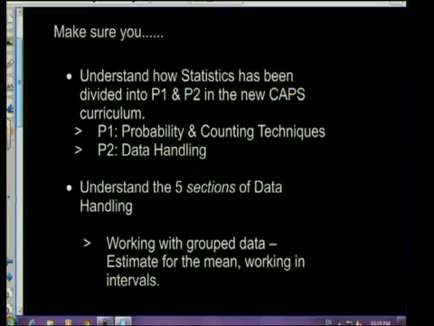Okay, so here's just a bit of a checklist. Remember that statistics has been divided up in the new CAPS curriculum into paper 1 and paper 2. Paper 1 contains probability and counting techniques. Paper 2 contains all the data handling, and that's what I'm really going to focus on today. For me, the data handling can be divided into 5 little components, and you're probably going to get a bit of every one of them. So let's just see how we divide it up.